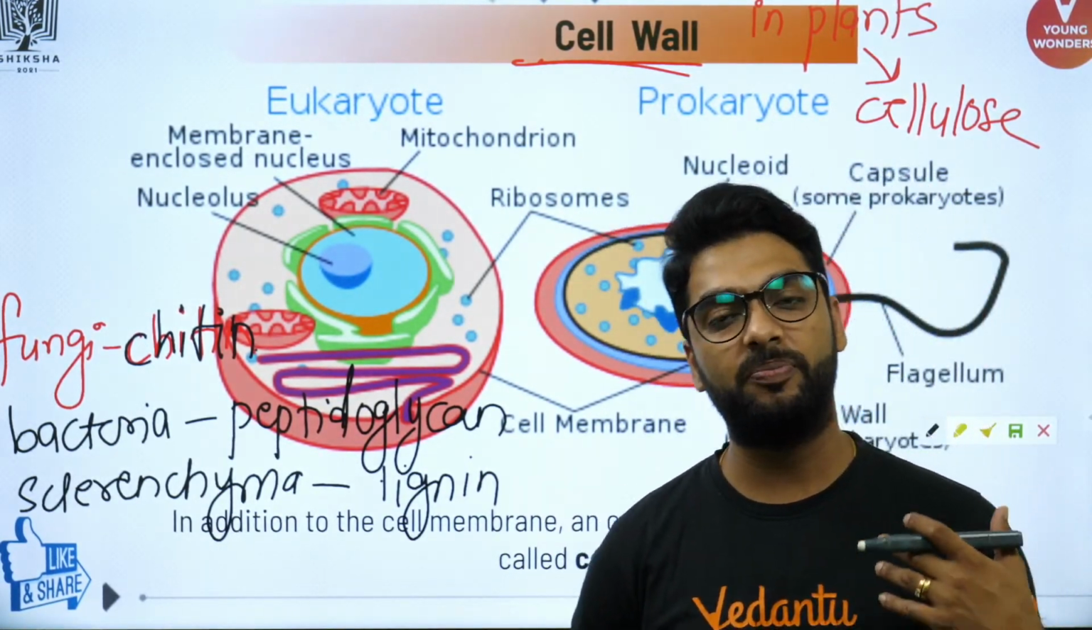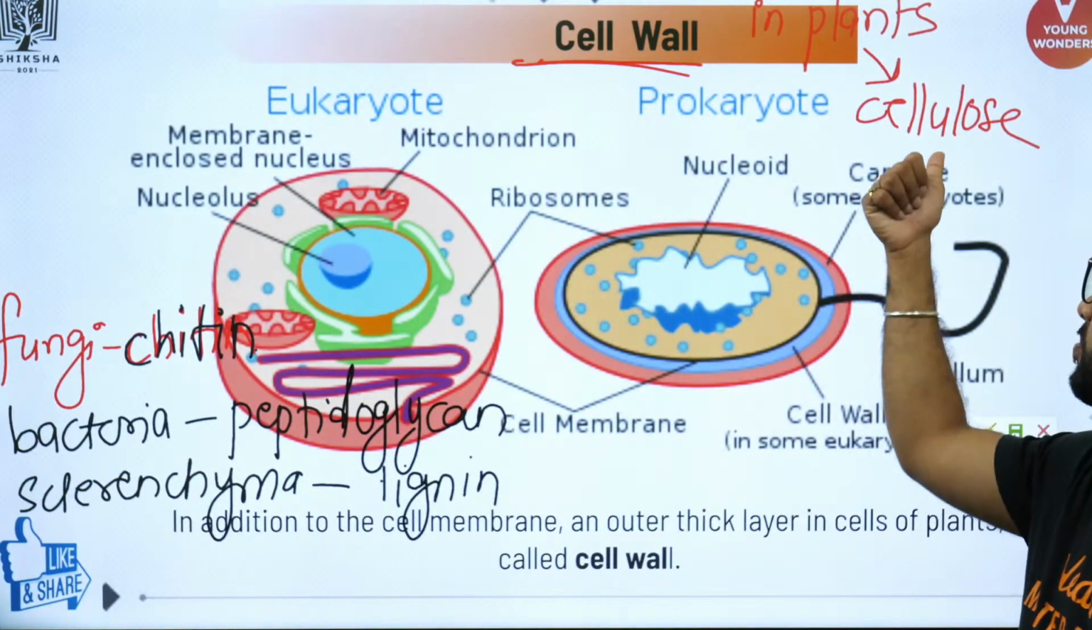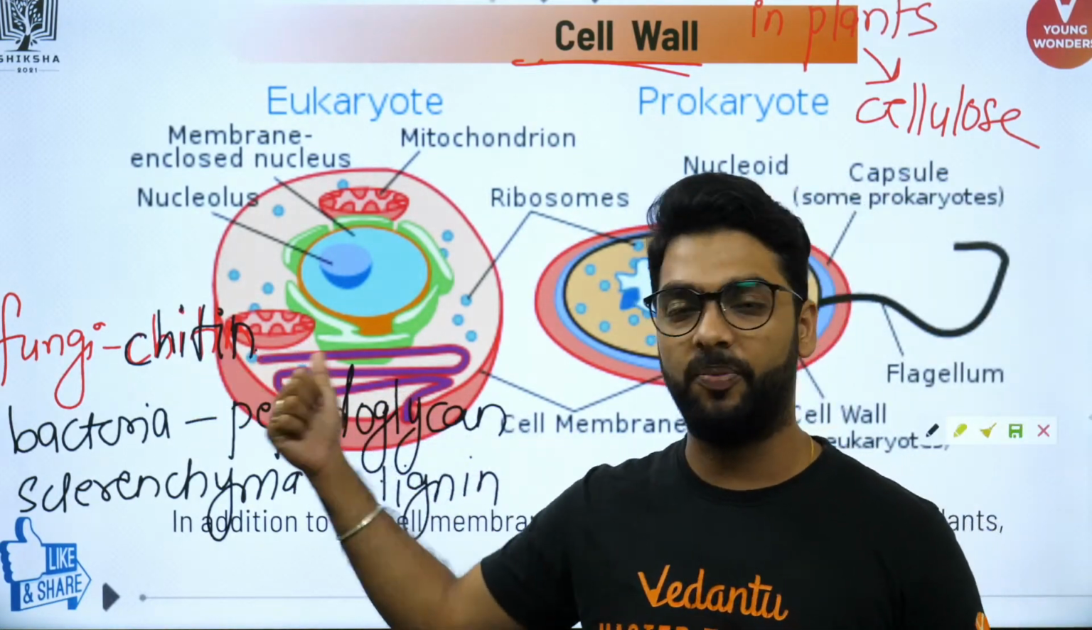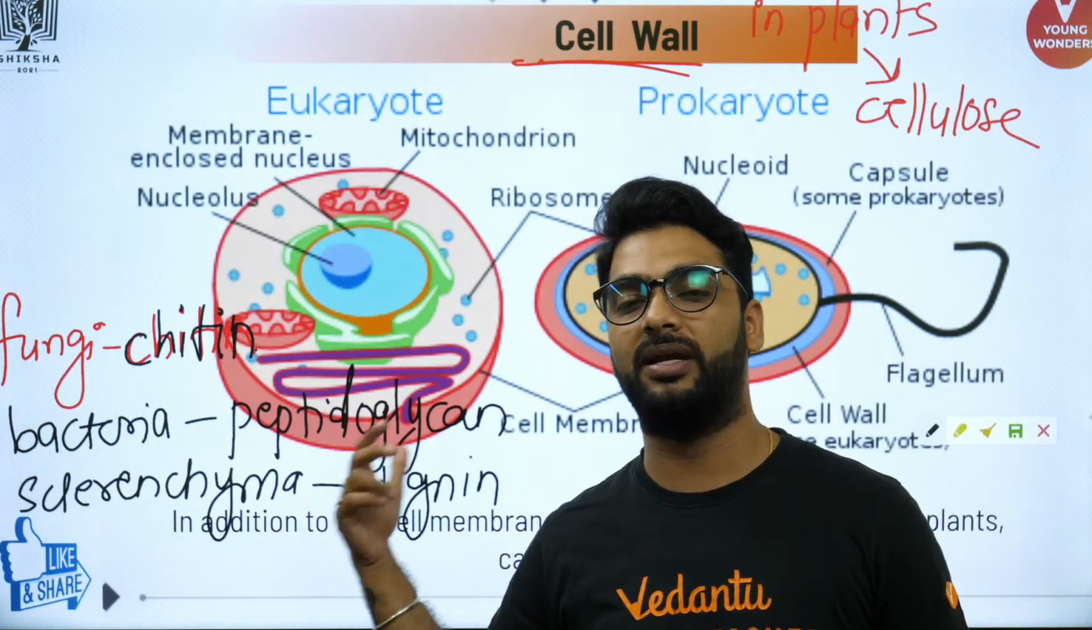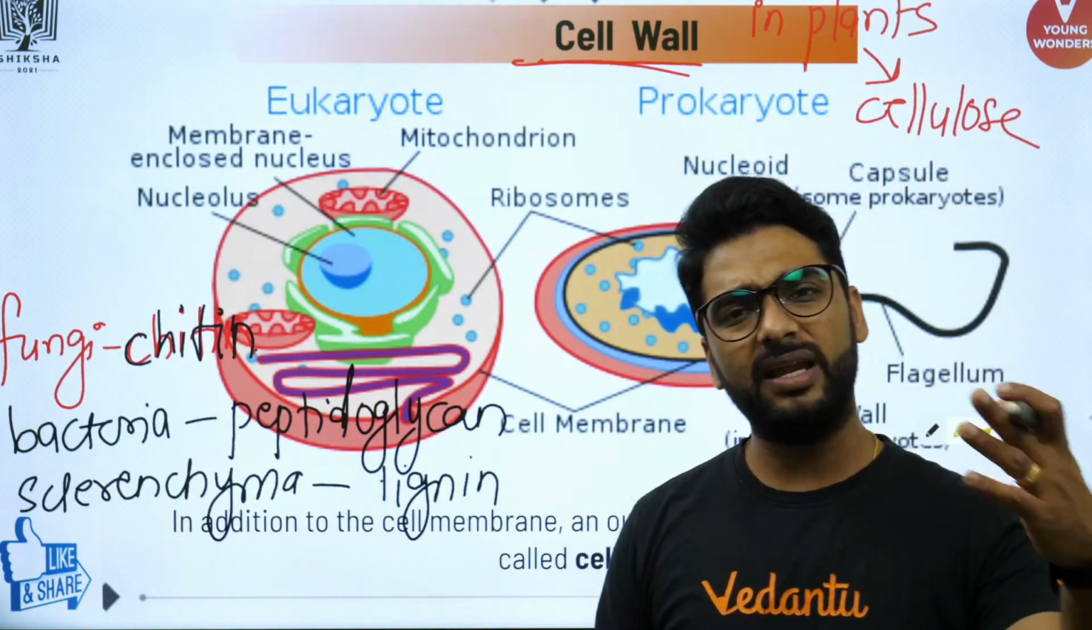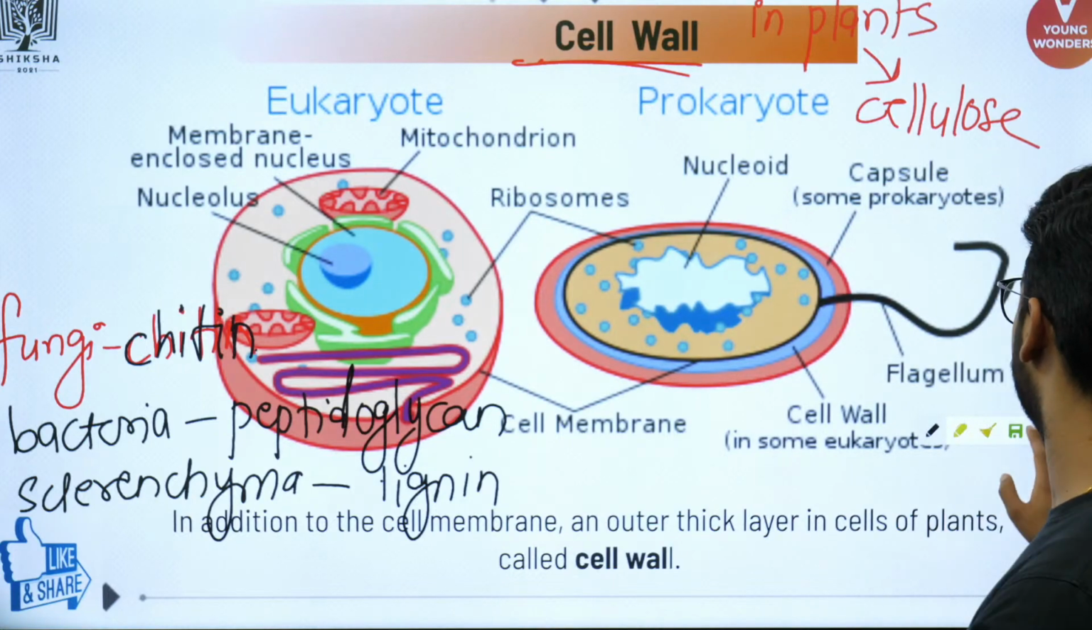The cell wall can be made up of different things. In plants, the cell wall is made up of cellulose. In fungi, it is made up of chitin. In bacteria, it is made up of peptidoglycan. In sclerenchyma, it is made up of lignin. Cell wall can be made up of different components.